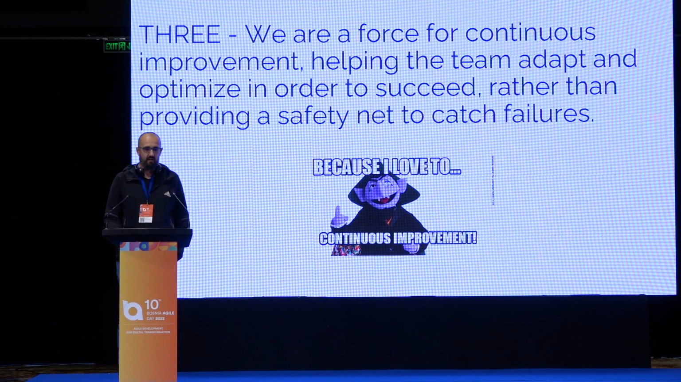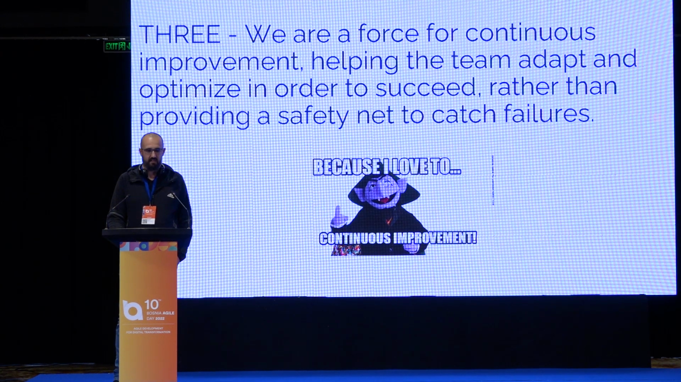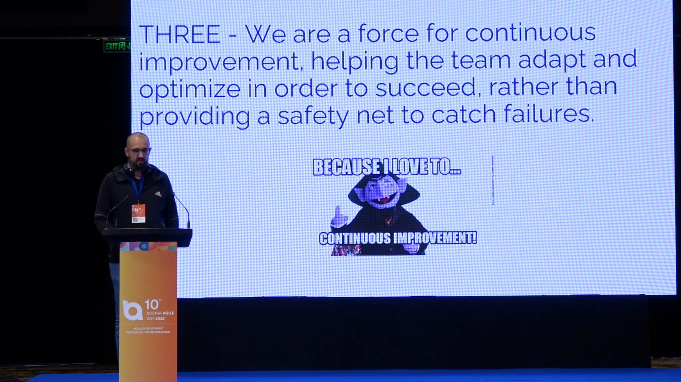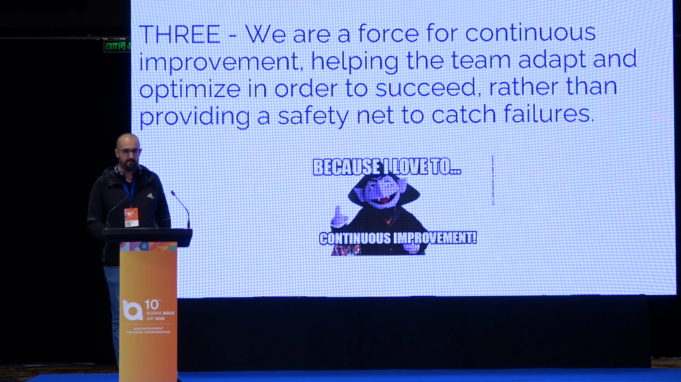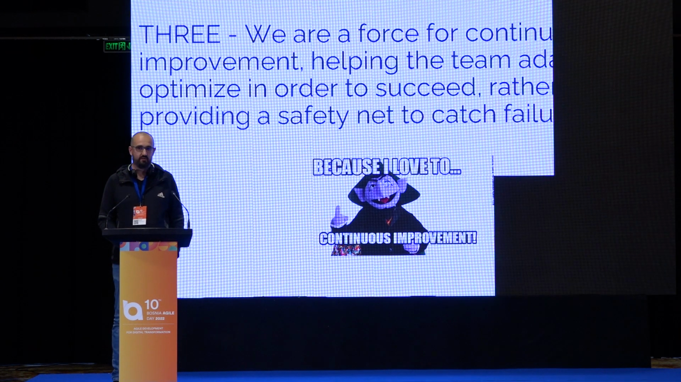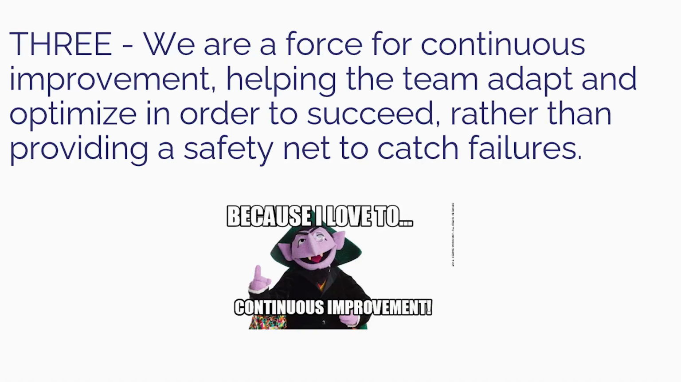And 3, we are a force of continuous improvement, helping the team adapt and optimize in order to succeed rather than providing a safety net to catch failures. This means that QA are not there as a safety net for others, because in modern testing, everybody should be involved in the testing activities and contributing to quality, each in their own unique way. We have product owners doing testing that is more oriented toward business logic, and developers who would be in charge of the more technical aspects of testing, such as automation, not just at unit and integration level, but also end-to-end automation as well as UI automation.